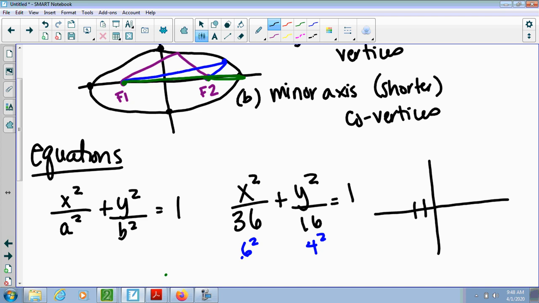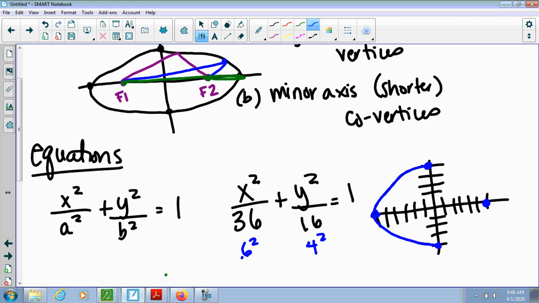So 1, 2, 3, 4, 5, 6. 1, 2, 3, 4, 5, 6. 1, 2, 3, 4. 1, 2, 3, 4. Put my points. And then draw it. Okay? So that's how you would draw that.